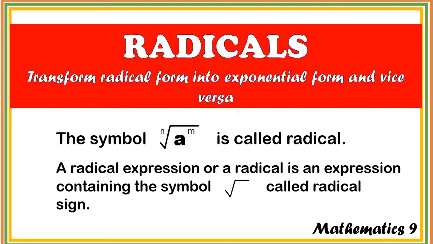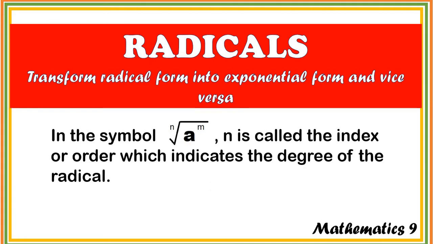Kapag may radical sign. In the symbol nth root of a raised to m, n is called the index or order, which indicates the degree of the radical. So, yung n yung magsasabi kung ano yung degree ng radical expression mo. For example, 2 yung n natin, so we call it square root. Okay, pag 3 naman, we call it cube root. Pag 4 ay fourth root, and so on.